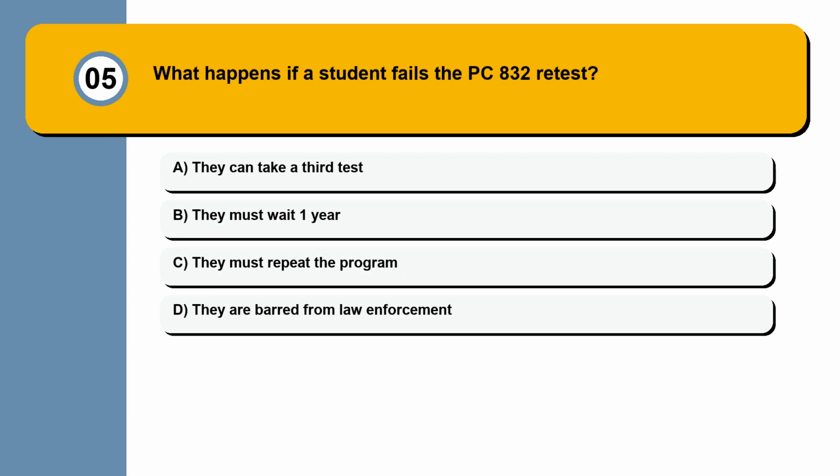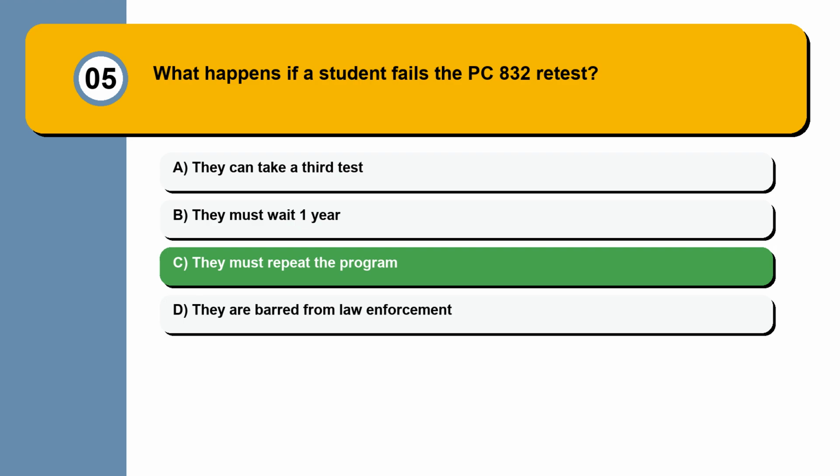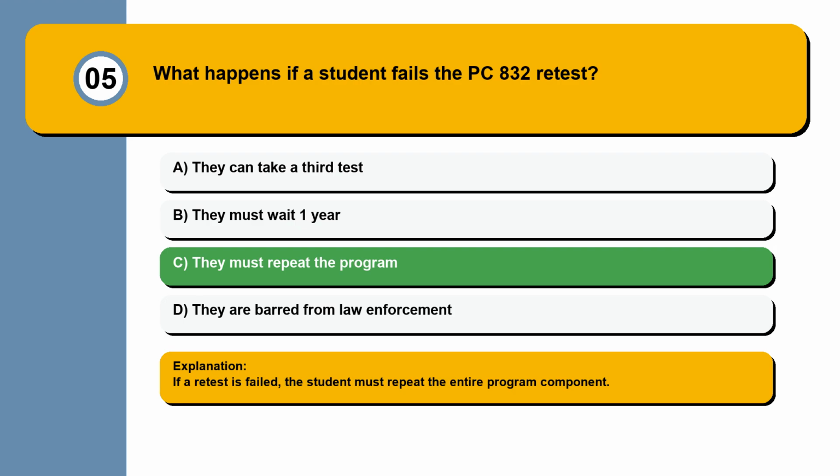Question 5. What happens if a student fails the PC 832 retest? They can take a third test. They must wait 1 year. They must repeat the program. They are barred from law enforcement. If a retest is failed, the student must repeat the entire program component.